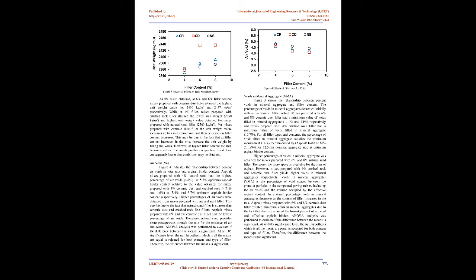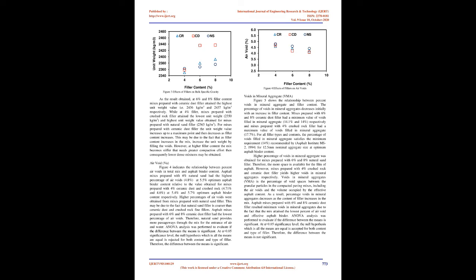2363 kg/m3. For mixes prepared with ceramic dust filler, the unit weight value increases up to a maximum point and then decreases as filler content increases. This may be due to the fact that as filler content increases in the mix, the unit weight increases by filling the voids. However, at higher filler content the mix becomes stiffer and needs greater compaction effort, and consequently lower density mixtures may be obtained. Air void, VA. Figure 4 indicates the relationship between percent air voids in total mix and asphalt binder content.